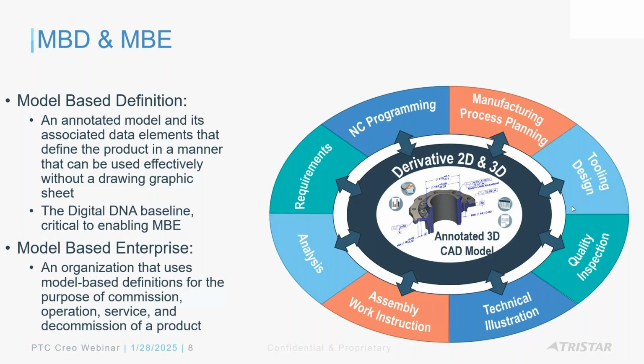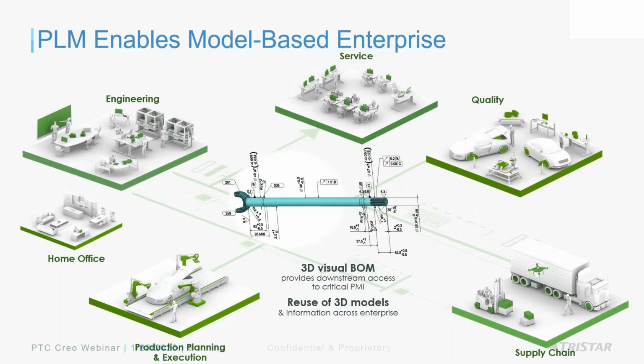So if you look at the entire enterprise, if you think about model-based enterprise, it's an organization that could use this model-based definition for the purpose of commission, operation, service, and decommission of that product. So you are essentially using that single source of truth, the 3D model, for all downstream activities and the other departments in your extended enterprise. So that will be MBE, and some of you may be using Windchill, and obviously a PLM solution, a product lifecycle management solution like Windchill enables MBE, right?